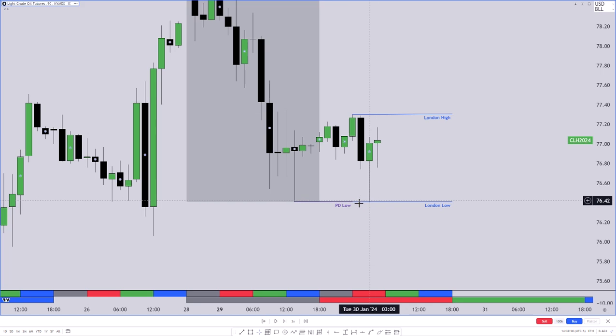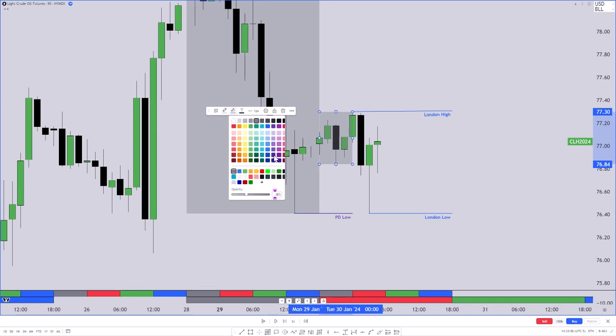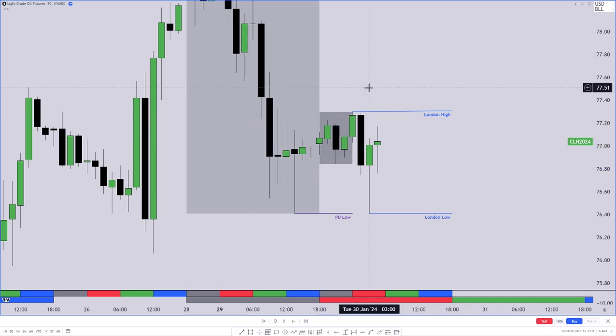Then this is the London low, right? So initially, what are we looking for? Our first 6-hour range would be accumulation. Gonna make that a darker gray so we can just have a separation from the larger range, right? That's our accumulation, right?